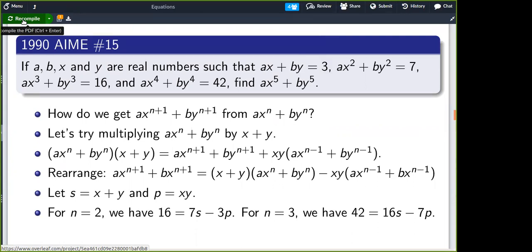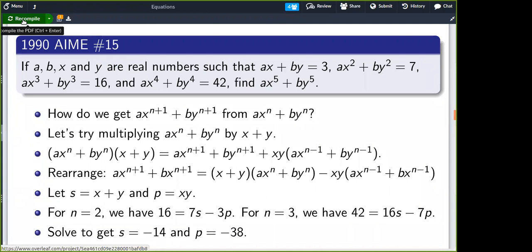So now we have two equations for s and p. So I'm sure all of you can solve for s and p. So I guess we can either substitute or eliminate one of the variables. And so our solution for s and p is s is negative 14 and p is negative 38.